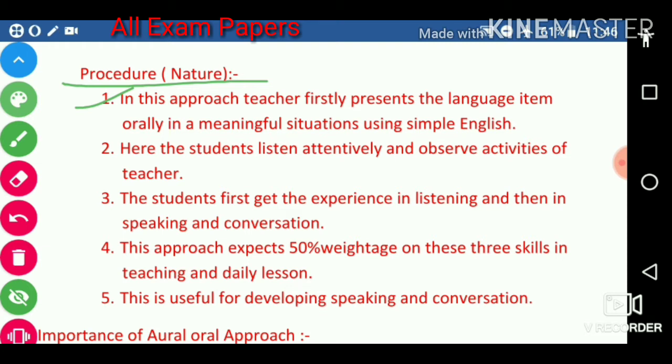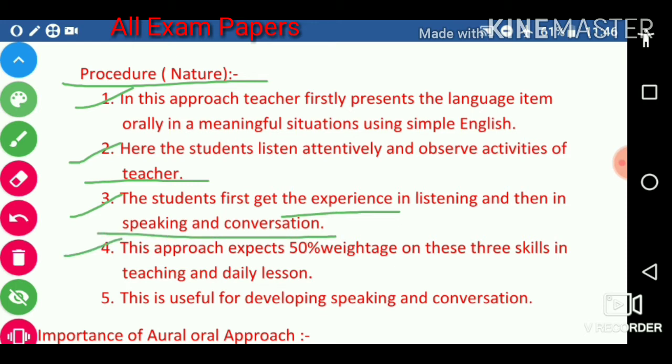the teacher first presents the language items orally in a meaningful situation using simple language. Next, here the students listen attentively and observe the activities of the teacher. Next, the students first get the experience in listening and then in speaking and conversation.